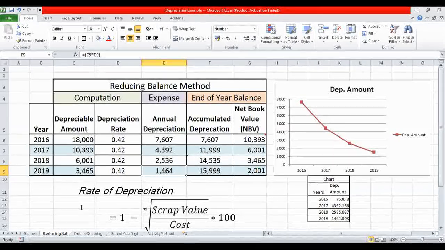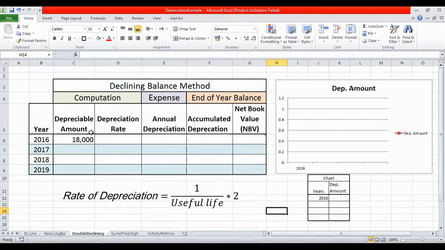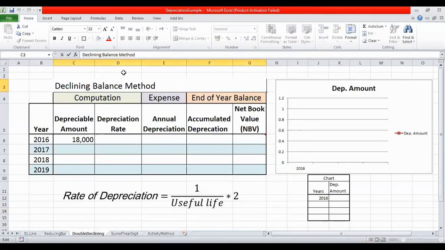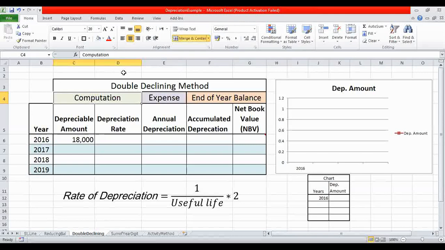Next is called double declining method. Double declining method is a very easy method. In double declining method, we are going to use exactly the same process. Let me shift to double declining method. We call it declining balance method or double declining method. In your book, it is referred to as double declining method. Since it is a declining method also, it is a little bit similar to the reducing balance method.